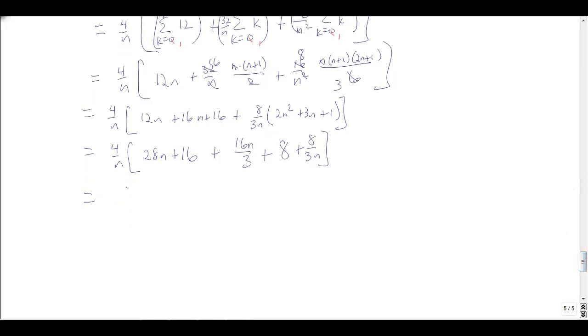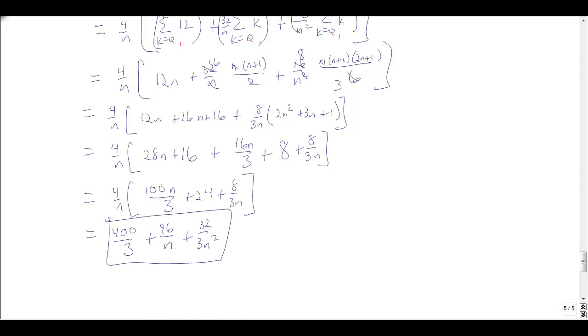And then this will be, let's see, 4 over n, 28n plus 16n over 3. 28 times 3 is 84, so this is 84 thirds. So I get 100n over 3. 16 plus 8 is 24. Plus 8 over 3n. Then distribute the 4 over n. I get 400 over 3, the constant part that we want. The rest should go to 0 as n goes to infinity. 4 times 24 is 96 over n. And then we get plus 32 over 3 times n squared. So there's our formula if we wanted to do the right endpoints.